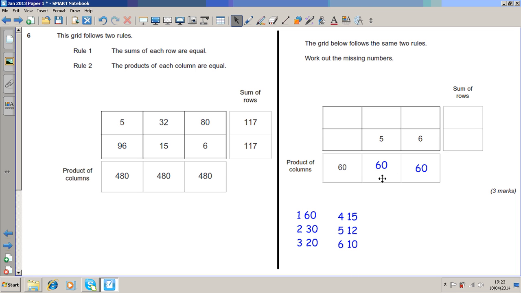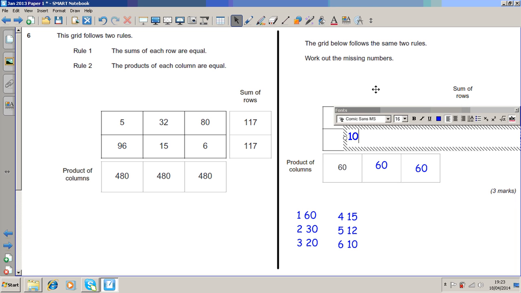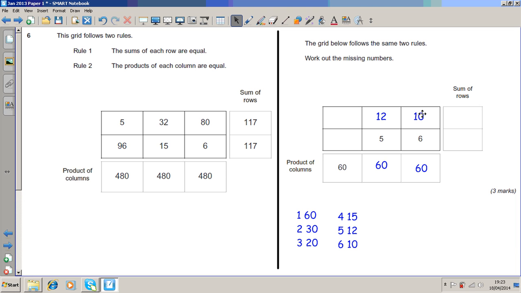Okay, so I know these two numbers are 60, and this number here times 5 is 60, so that number at the top there is going to have to be 12, because 12 times 5 is 60, and that one there is going to have to be 10, because 10 times 6 is equal to 60. Now one of these pairs of numbers is going to have to make these numbers add up the same. So this is 22 here, and that's 11.